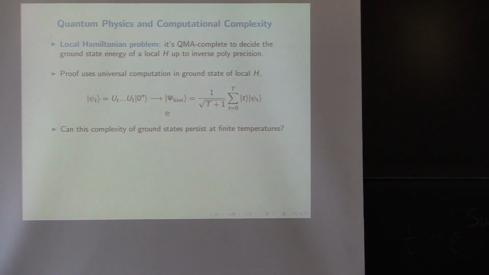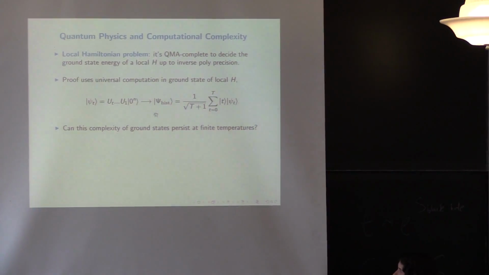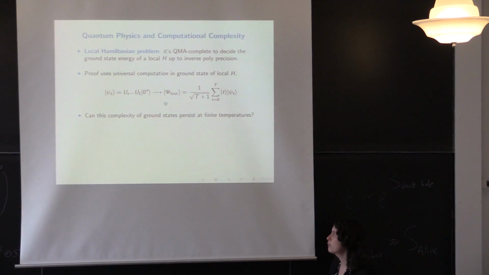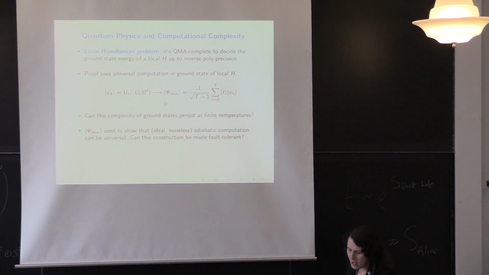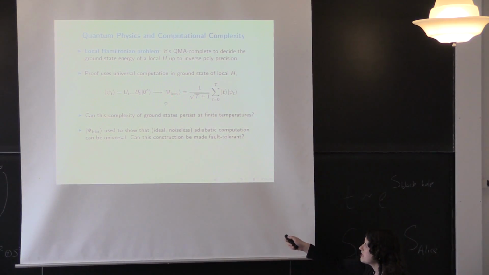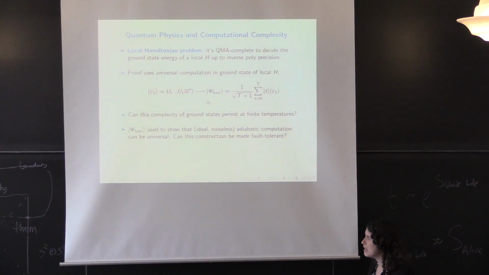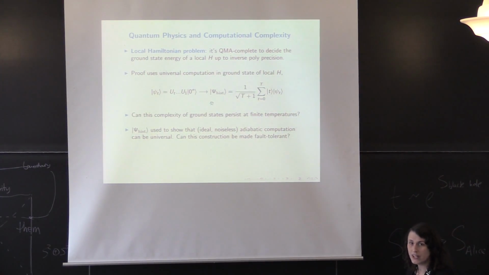And so the question I'm going to address today is whether this complexity that we know about for ground states of local Hamiltonians can persist at finite temperature. And a topic that's closely related to this ground state complexity is the fact that these states, which are called history states, are used to show that ideal noiseless adiabatic computation can be universal.